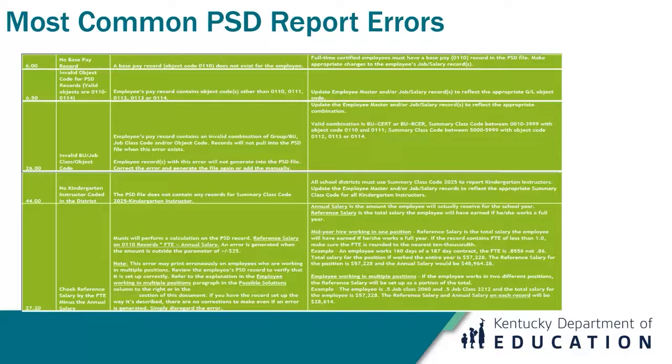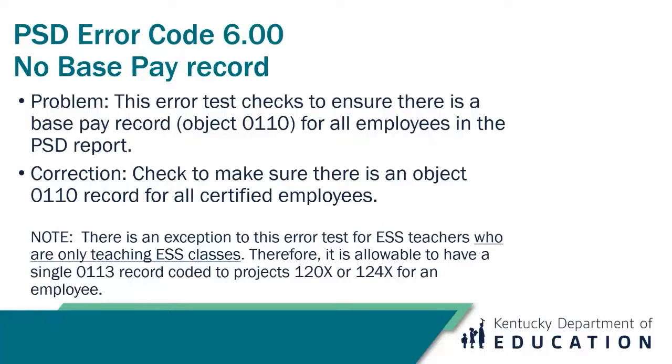And here is your grid for the most common PSD report errors we see. And again, we're going to talk about a few of those. PSD Error Code 6, which is no base pay record. The problem is that this error test checks to ensure there is a base pay record, object 0110, for all employees in the PSD report.